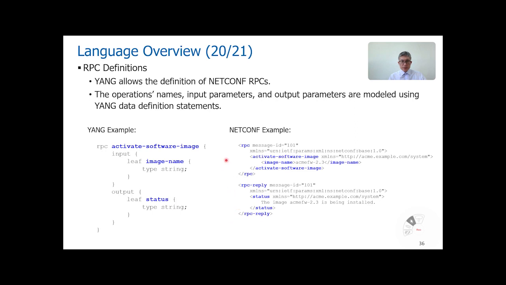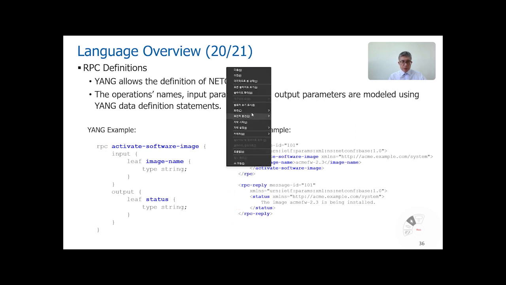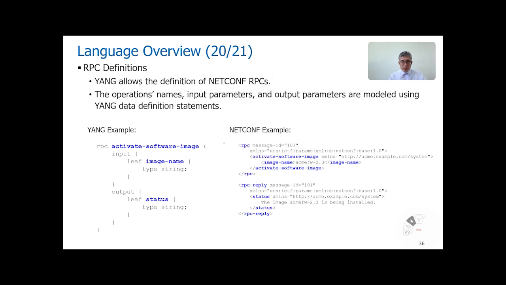And this one is the response, the reply. Okay. So here, the activate software image, right? And then we have this name, and here activate software image, right? So name. Okay, so the RPC request: the input is a request. So the parameter is the image name. So the image name we can set using RPC.